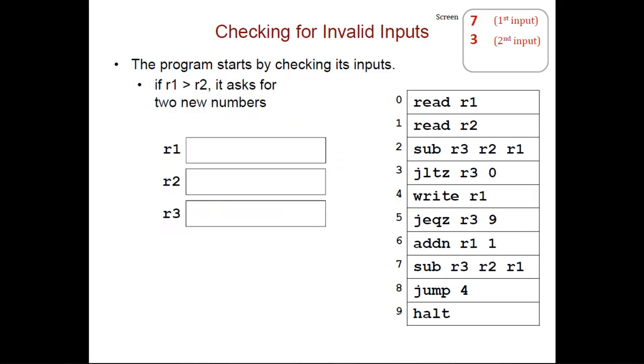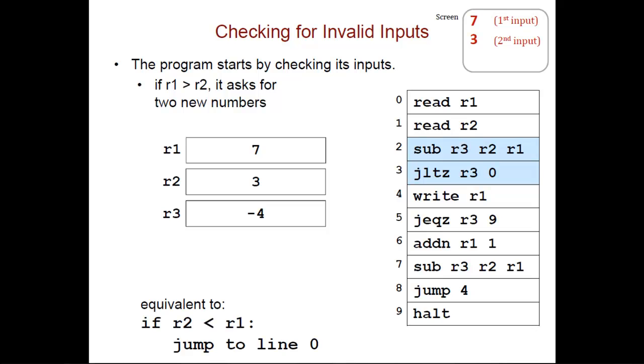The program actually begins by checking its inputs to make sure that the first input, R1, is less than or equal to the second input, R2. And if it's not, it's going to ask for two new numbers. So let's see how that happens. Let's assume the user gives us 7 for R1 and then 3 for R2. So we then subtract R2 minus R1 and store the result in R3. In this case, R2 minus R1 gives us negative 4. And then we say jump if the contents of R3 are less than 0, jump back to line 0.